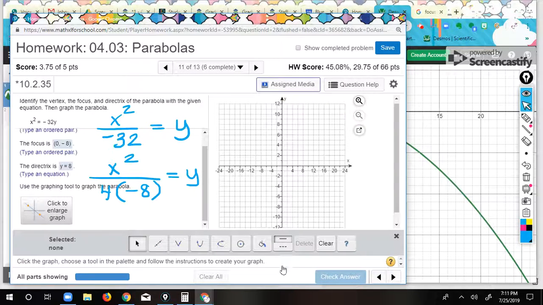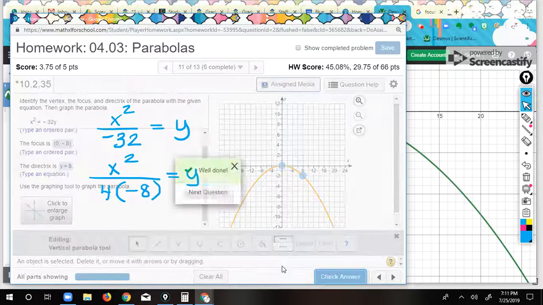So we'll graph it. We've got 0, 0, and 8, and negative 2.